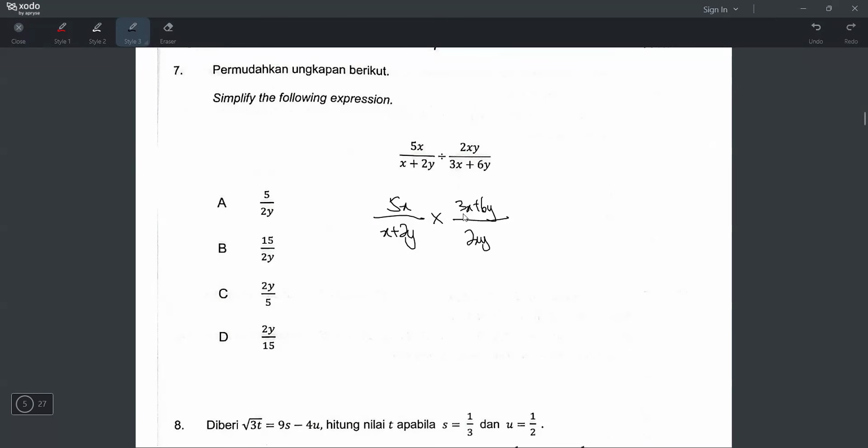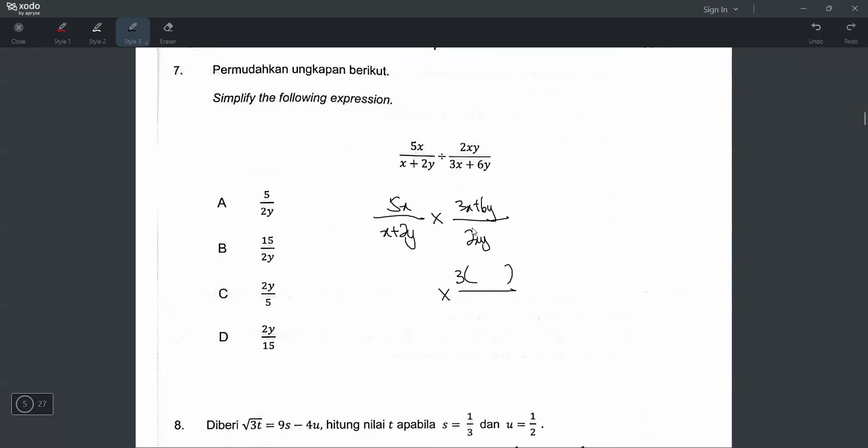And hold on, this 3x plus 6y actually can be factorized. How do you factorize? These two terms, they both can divide by 3. x can't be taken out because 6y has no x. And y can't be taken out because the first term has no y. So the only thing I can factor out is 3. And you should factorize.